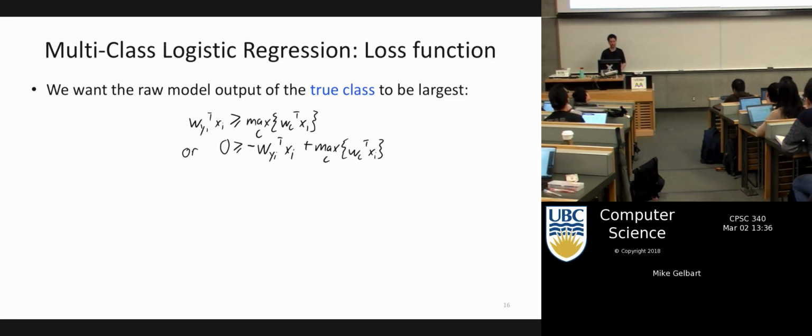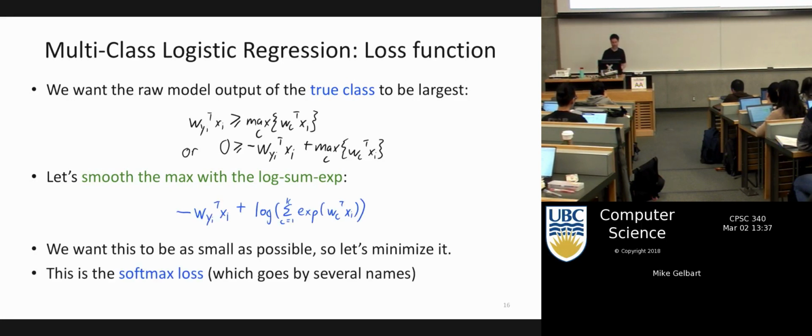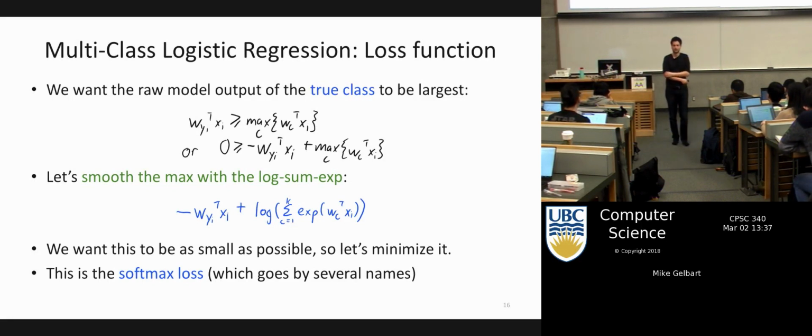We can rewrite this thing by just moving W_yi transpose x to the other side. And then, back to this log sum x that I was just mentioning before, we can also smooth out this max. We want to get a smooth loss that has all the nice properties that allow us to optimize it easily. So I'll just apply log sum x, and we replace the max with the log sum x. And then we say, well, we want this thing to be less than or equal to 0. So let's just make it as small as possible. Let's minimize it. And then we get the softmax loss.